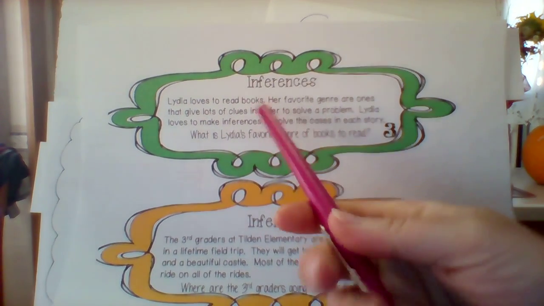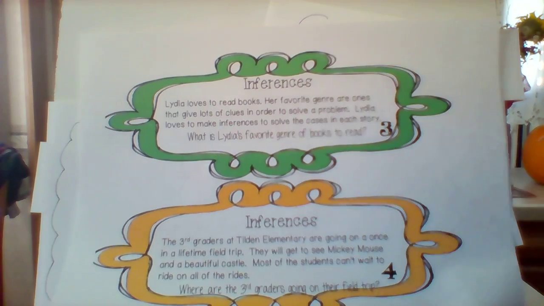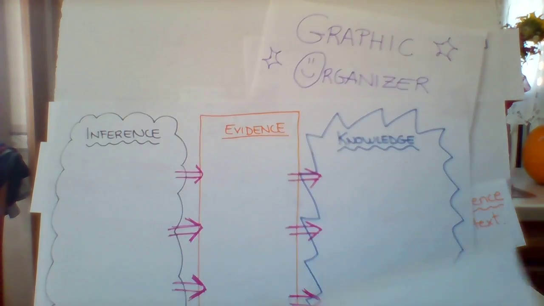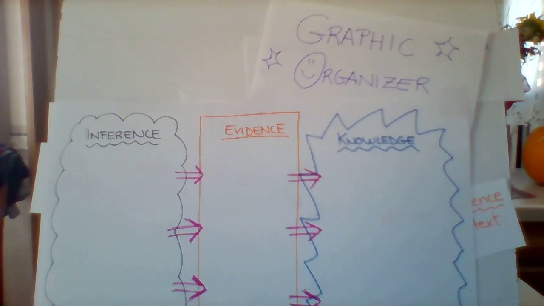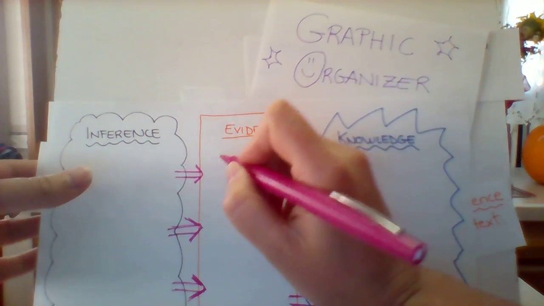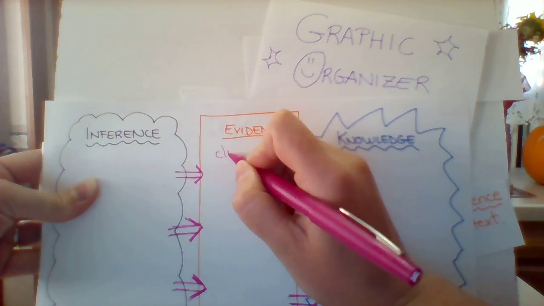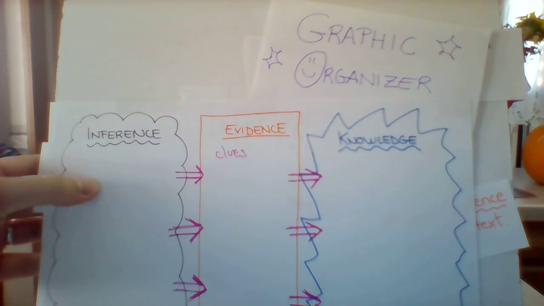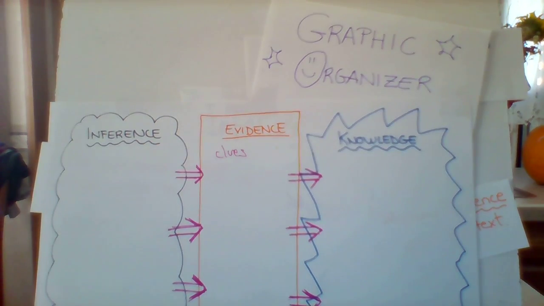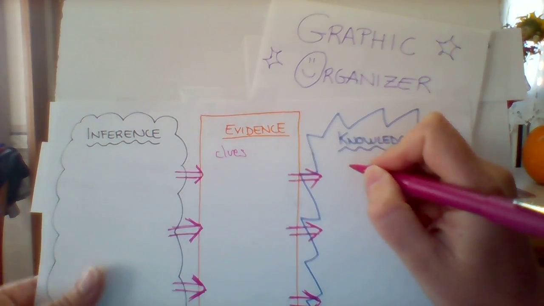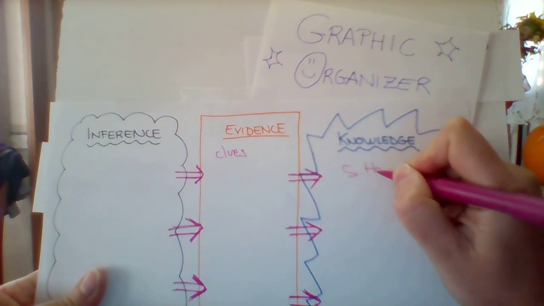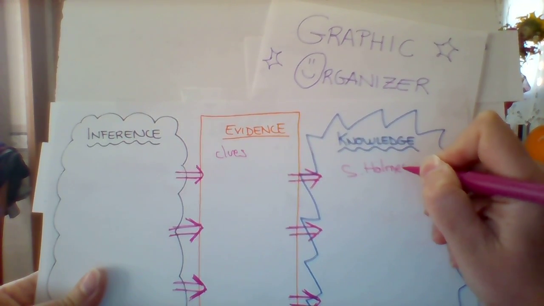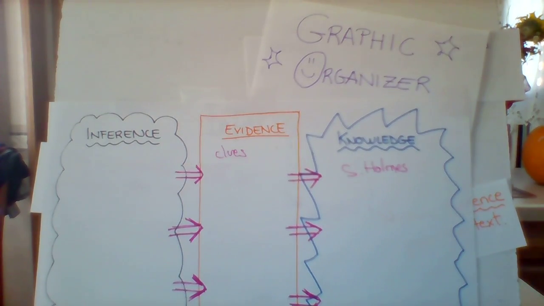How did I know that? I used the clues in order to solve a problem. So I'm going to write in the evidence: clues. And my previous knowledge is, for example, Sherlock Holmes. Okay, I know this type of books. I know this type of book is what? Crime. So she likes crimes.